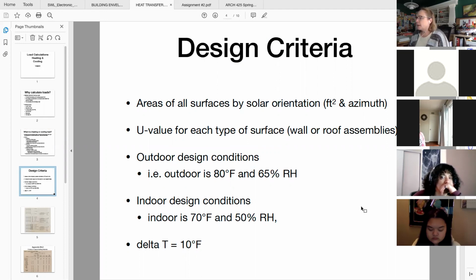So the main things that are affecting and used in the calculation of the loads is the area of all of the surface and the solar orientation, the U value for each type of surface. We touched base on that on Tuesday. We're going to look at it a little bit again today. The U value, remember, that is the conductance. So that is the heat that is conducting through the wall or the assembly. The outdoor design conditions, temperature and humidity. Indoor design conditions, temperature and humidity. And what that delta T is, what that temperature differential is between the interior and the exterior.